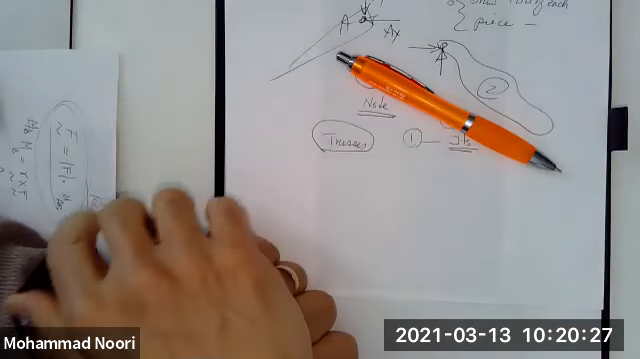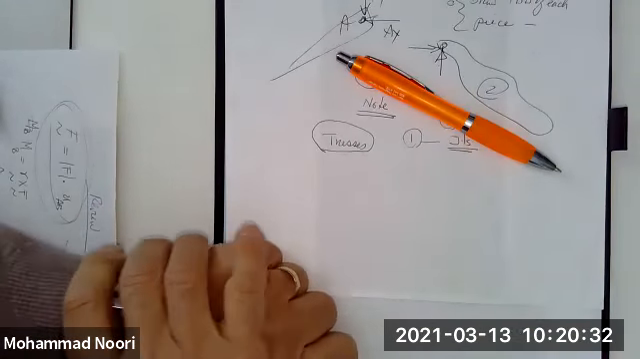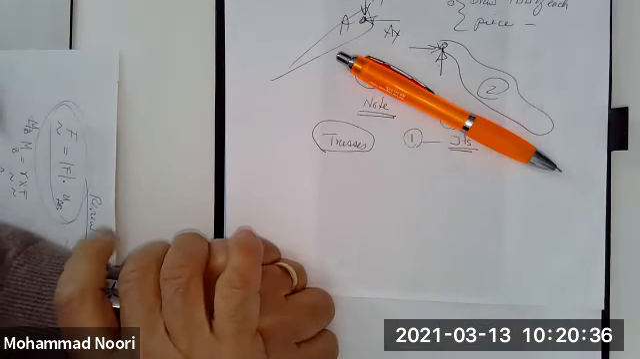There is a special case that you have 2 joints coming together in a truss and there is no external load. Then what happens there?